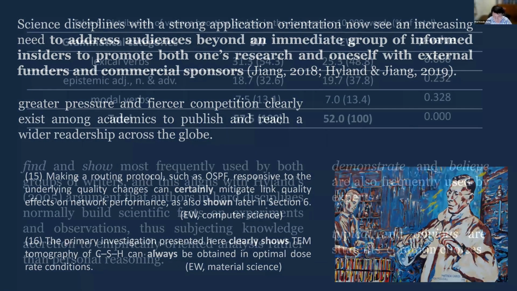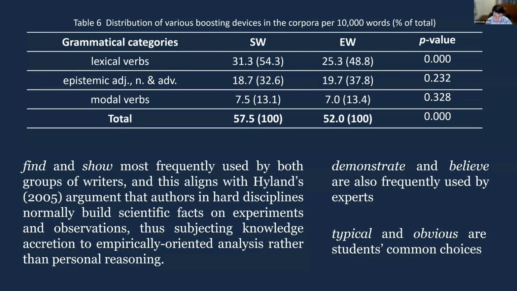And back to grammatical categories of boosters, it is interesting to see they contrast remarkably with those hedging devices, but exhibit the same pattern in student and expert corpora. As we can see in Table 6, the most frequent form of boosters in both corpora is lexical verbs, which strengthen the assertiveness of a variety of research findings. Epistemic adjectives, nouns, and adverbs are also commonly used, accounting for roughly 1/3 of the total, to convey the writer's judgment with full commitment on propositional information. Modal verbs comprise the least preferred option by both groups of writers, although relatively preferred as a certainty expression, as we can see in this table.